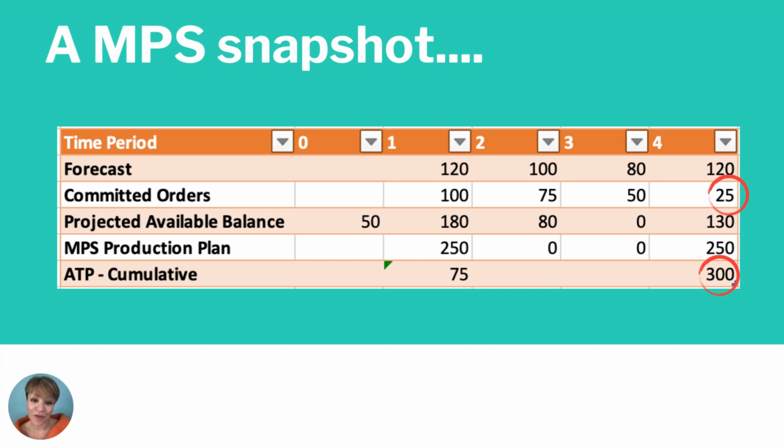I hope that you found this helpful. If you have an ERP system within your business, you'll be very familiar with MPS and ATP. But if you don't have an ERP system, you can still create an MPS and make use of ATP using Excel and the correct formulas.